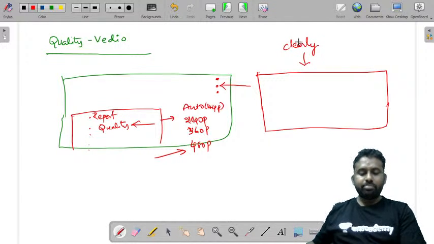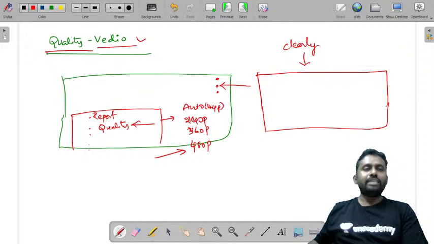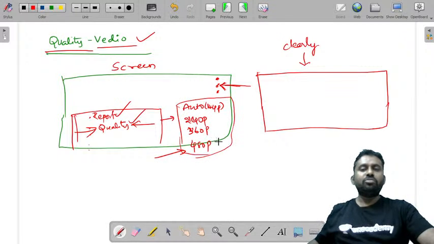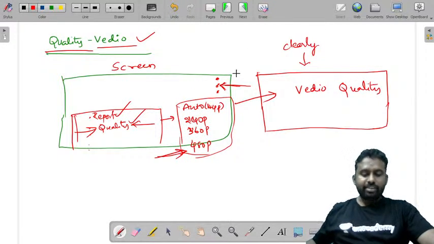Once again, I just want to repeat this. Students were asking me about the quality. Either on a laptop or a mobile phone, you'll have three dots. Click on these three dots and you'll have a pop-up wherein you'll find report, quality, and some other things. Click on quality. There is auto, 240p, 360p, 480p. Click on 480, then the video quality will be good. So that is the setting that you have to do.